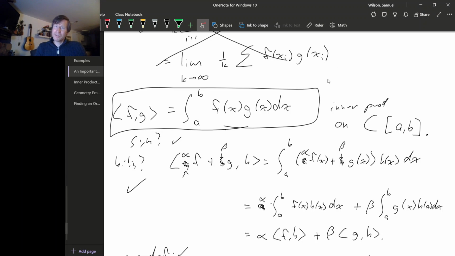Of course, there are other inner products on this vector space, but this is the most common inner product to use unless you have a special situation going on.